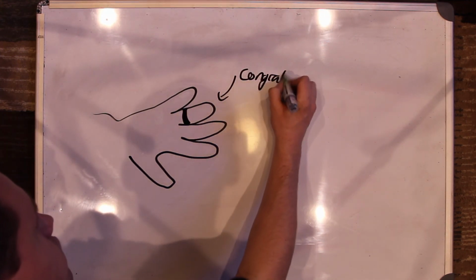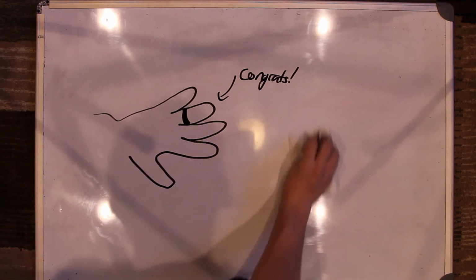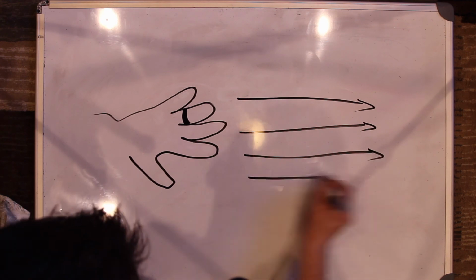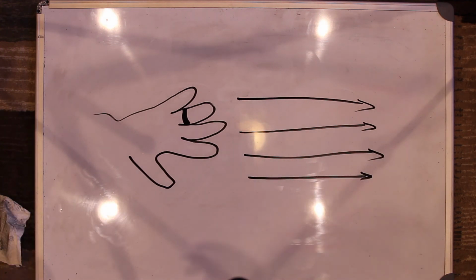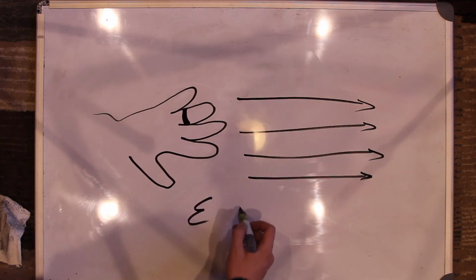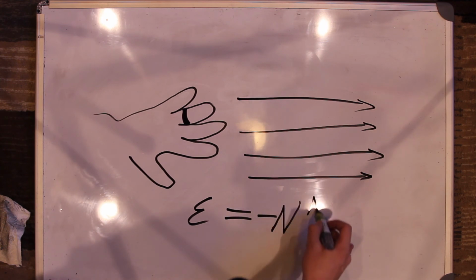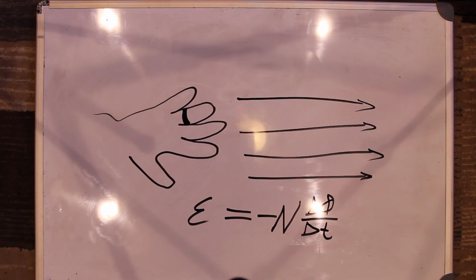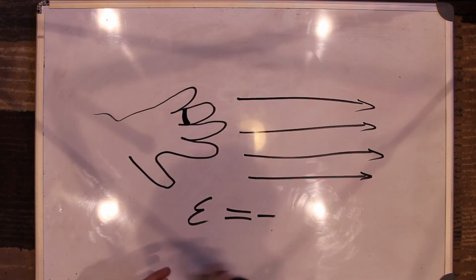Here's another example. Someone has a hand and they have a wedding ring on. Congratulations. No, seriously. So someone has a wedding ring on in a magnetic field flowing this way. They move their hand from outside of the magnetic field into the magnetic field.